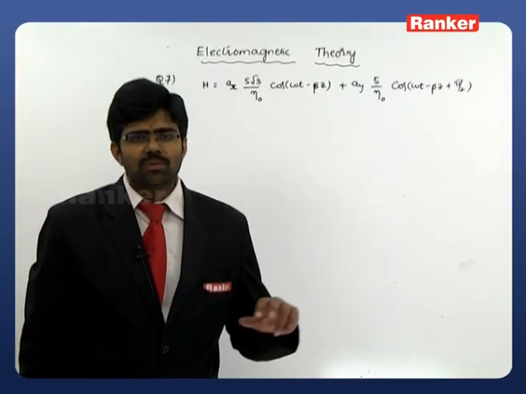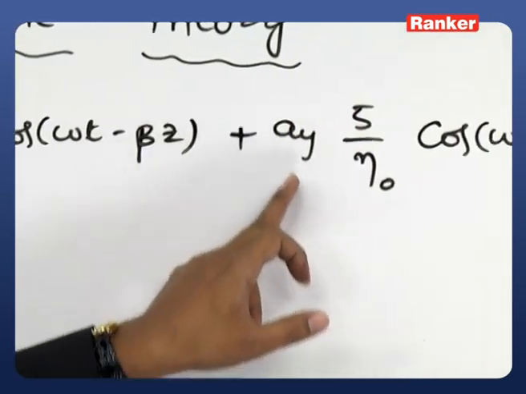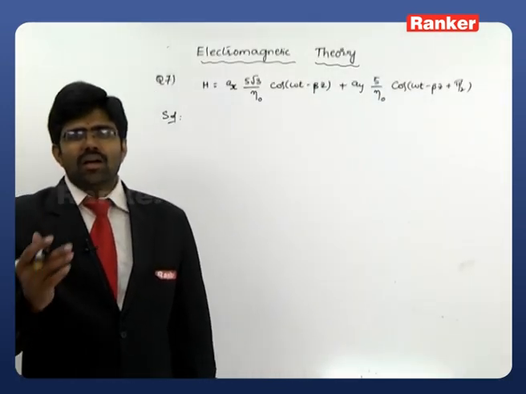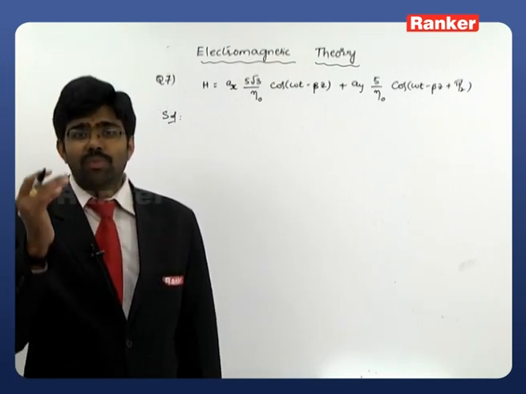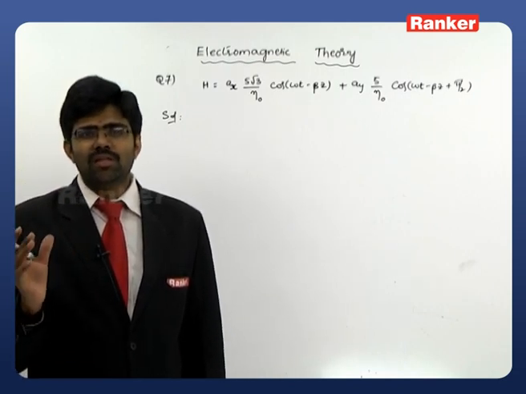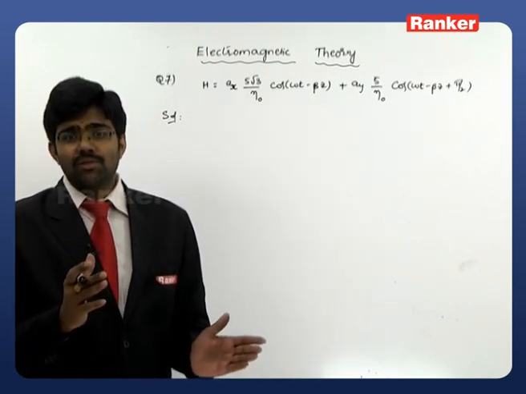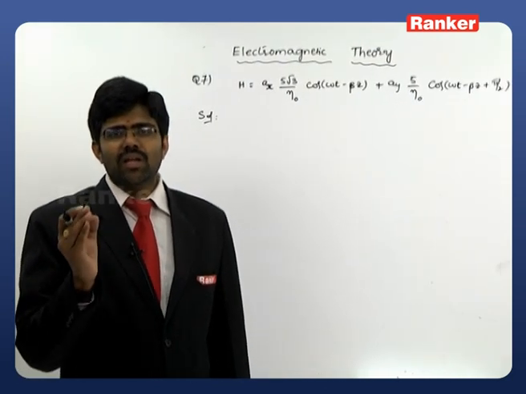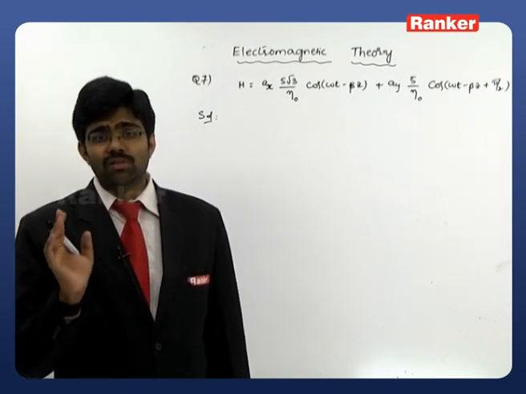Here for a uniform plane wave, the H was given to us. H equals a_x 5√3/η0 cos(ωt − βz) plus a_y 5/η0 cos(ωt − βz + π/2). We require the average power density. But once again recollect that power density always stands for power per area and the units are watt per meter square. So whenever we have a power density, just recollect the Poynting theorem and Poynting vector. So average power density is equal to simply 1/2 E cross H star, right? We can write that in terms of magnitude, just 1/2 into E multiplied with H. The magnitudes of E and H we are supposed to consider.